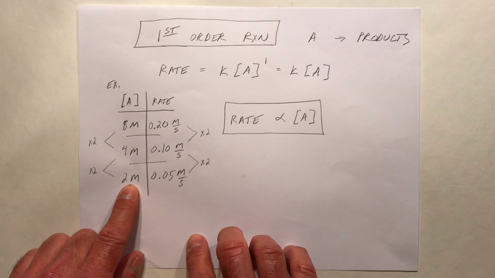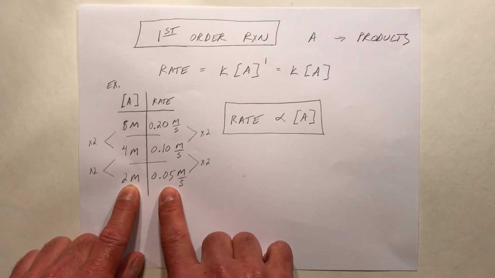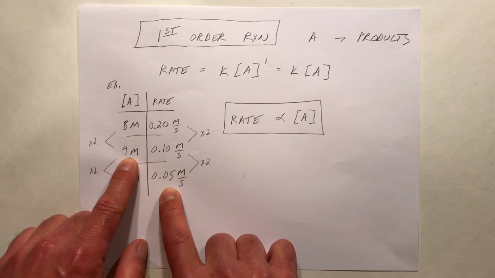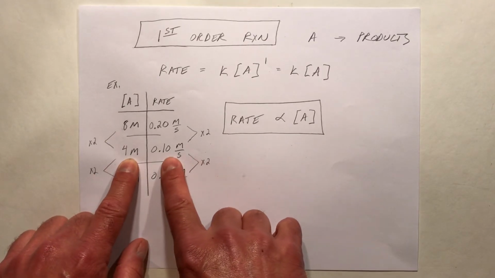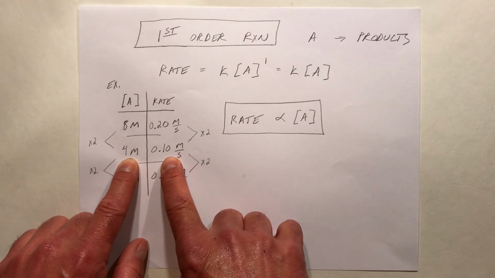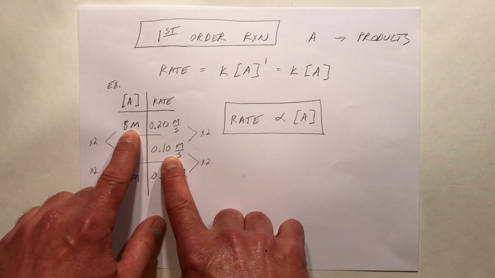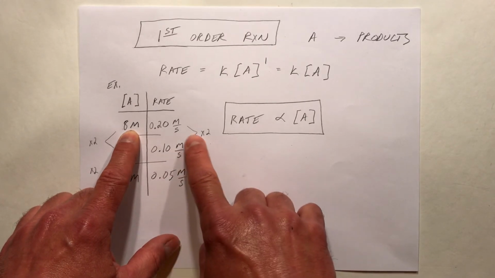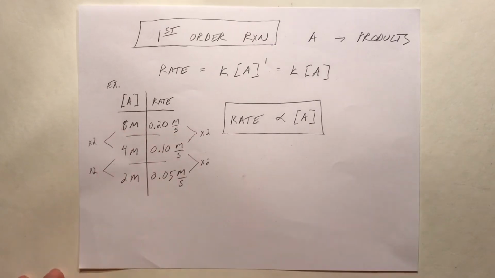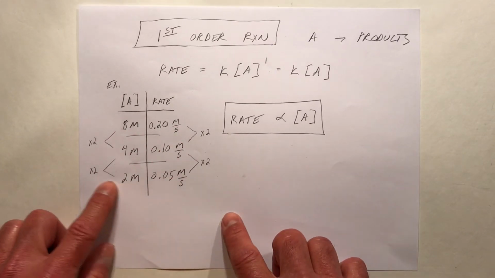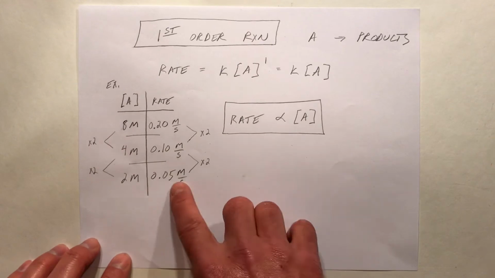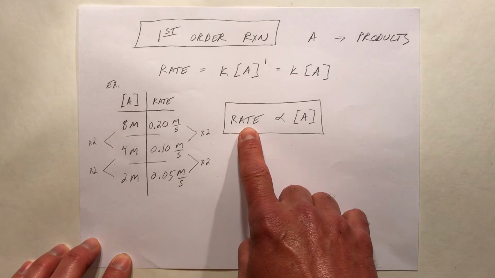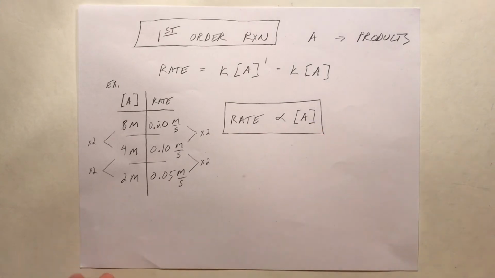We have 2 molarity, and the rate is 0.05 molar per second. We double to 4 molarity, and notice that the rate doubles and becomes 0.1 molar per second. We double the concentration again from 4 to 8 molarity, and the rate doubles again. It goes from 0.1 times 2, that's 0.2 molar per second. So when we increase the concentration by a factor of 2, the rate changes by a factor of 2. In a first order reaction, the rate is always directly proportional to the concentration.